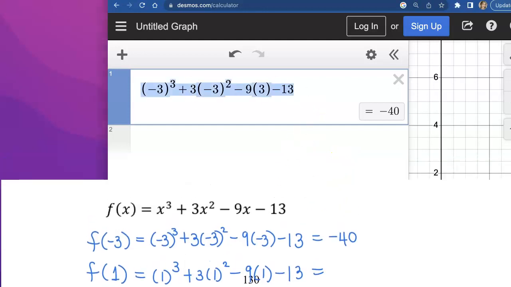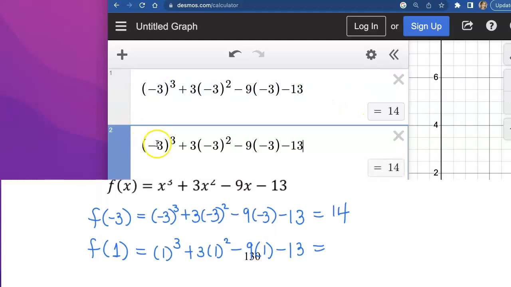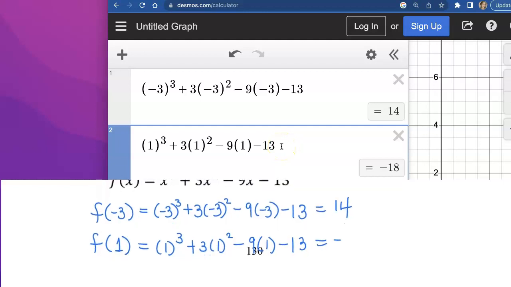I'll just copy this. Oh, I think I made a typo. See, I think all of these have to be negative 3. I put a positive 3 there. Let me fix that. Okay, so not negative 40. Thank goodness I caught that mistake. But positive 14 is the y value. Now I'm going to copy this because I want to do another one, but this time with 1. Plugging in 1 as the x value. When I tap all those in, I got negative 18.